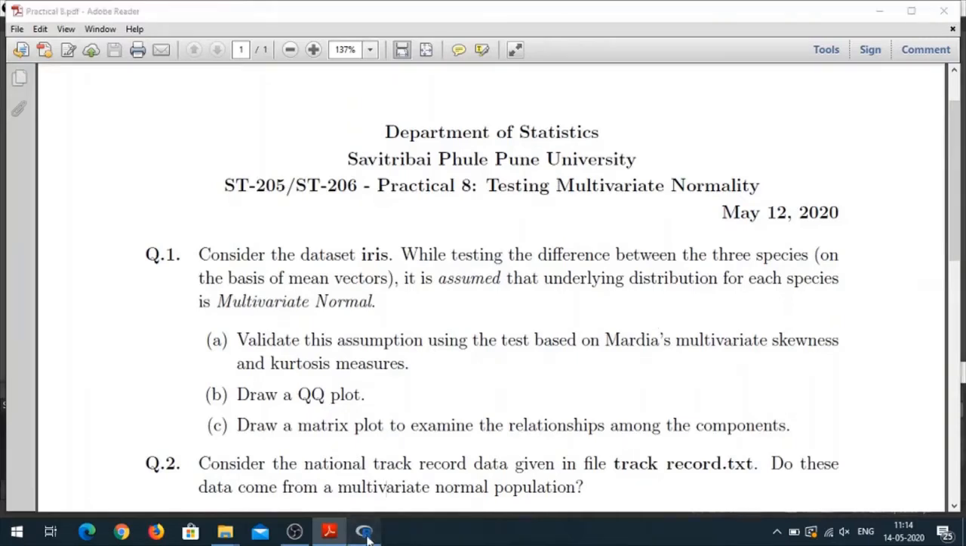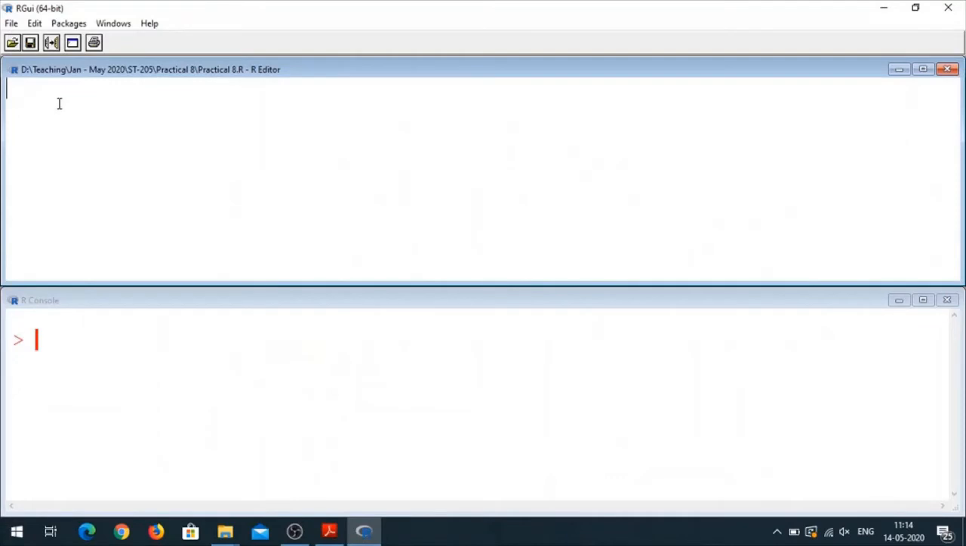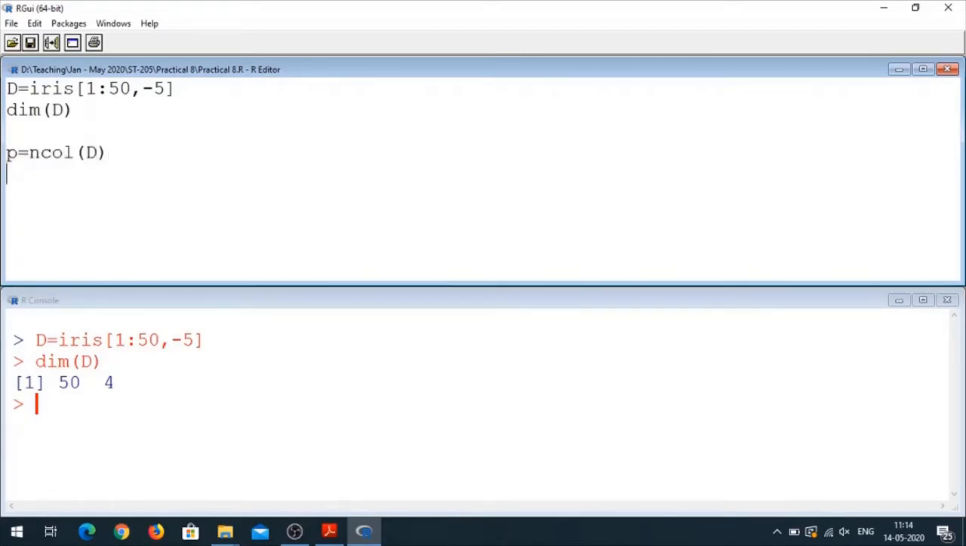So let us try to do this in R. The iris data is already there. I want only one subset of it, so iris 1 to 50, and now I don't need the species name, so -5. Let us check the dimension of this data just to ensure that it is 50 cross 4. We are going to test whether this data set has a p-variate, in this case 4-variate, normal distribution. So my p is ncol of d, n is nrow of d.